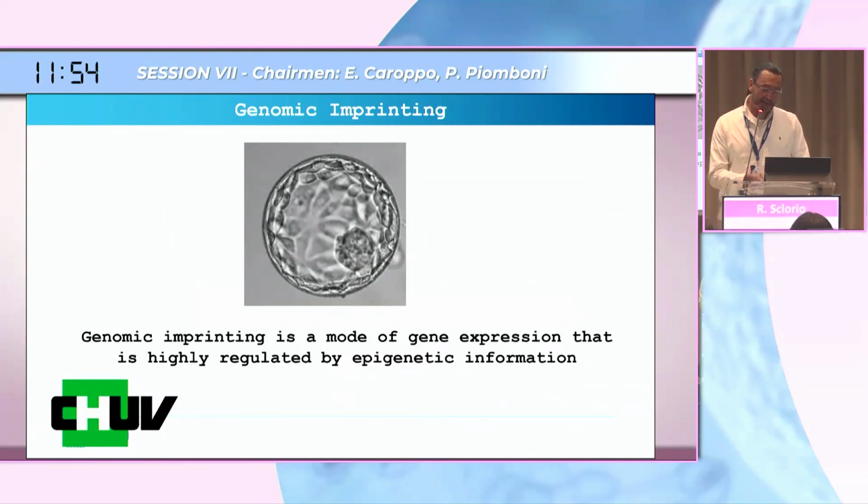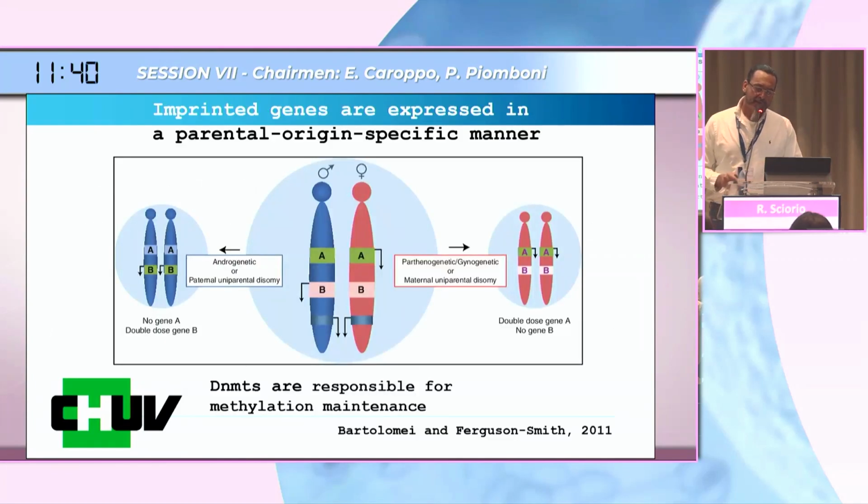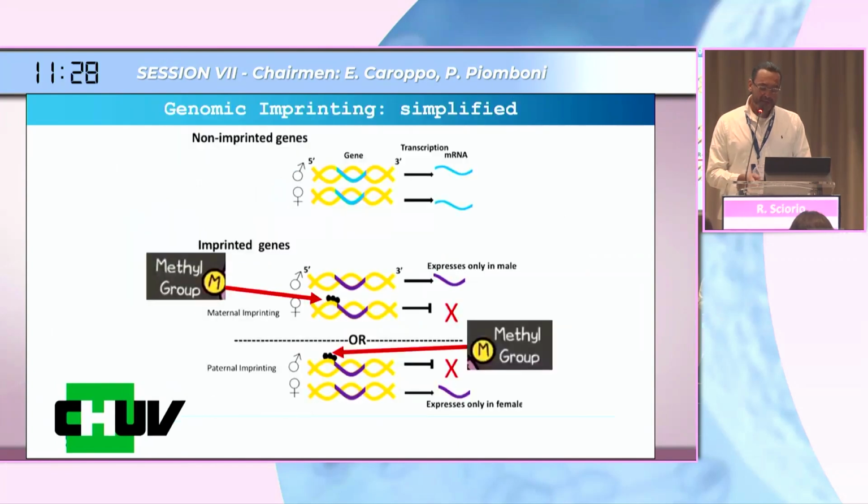Another aspect is the genomic imprinting. That means there are some genes that are only expressed on the paternal side or on the maternal side. There are not many genes, there are about 150, 200. As we can see here, some are expressed on the paternal side and some on the maternal. These imprinted genes, well, this is the mechanism.